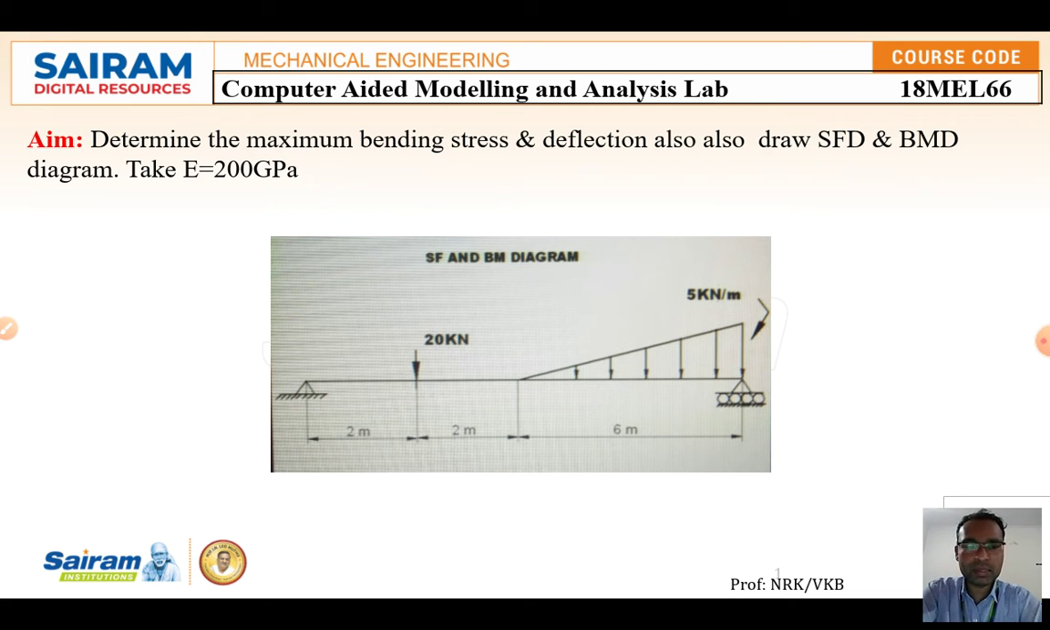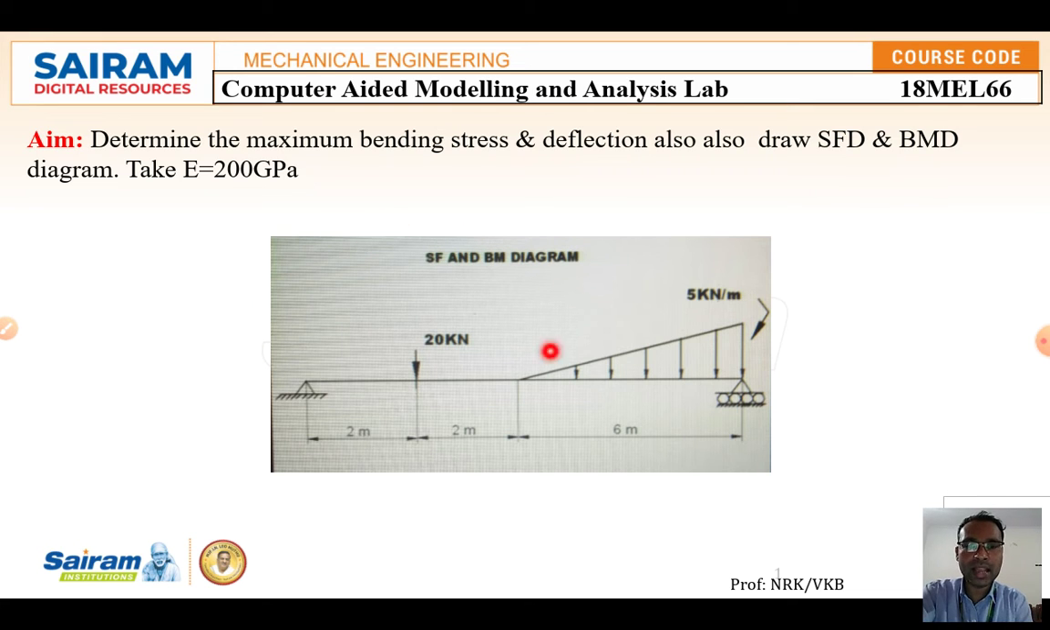And this is an assignment. You have to practice these 2 problems. The next is simply supported beam with uniform varying load. Along with that, a point load is acting. Look at this diagram. Here the aim of the experiment is to determine the maximum bending stresses and the deflection. Also draw the shear force diagram and bending moment diagram, and take the material property, Young's modulus, equal to 200 gigapascal.